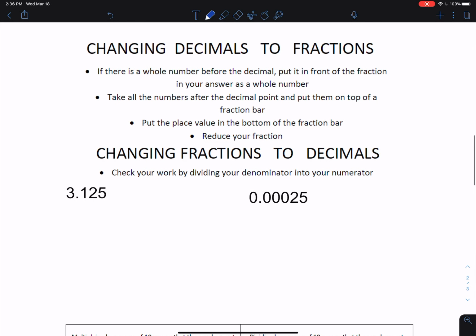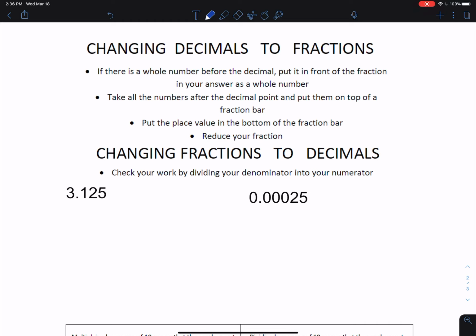When we're talking about changing decimals to fractions, if there's a whole number before the decimal, we need to put it in front of the fraction and it stays as the whole number. Then we need to take all the numbers after the decimal point and put them on top of a fraction bar. So anything that's after the decimal point becomes our numerator. Then we put the place value in the bottom of the fraction bar in our denominator and we reduce the fraction. We can always check our work by dividing the denominator into the numerator.